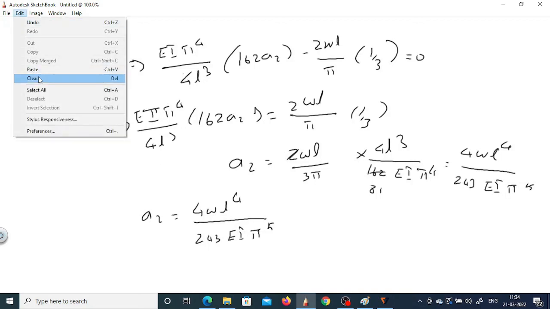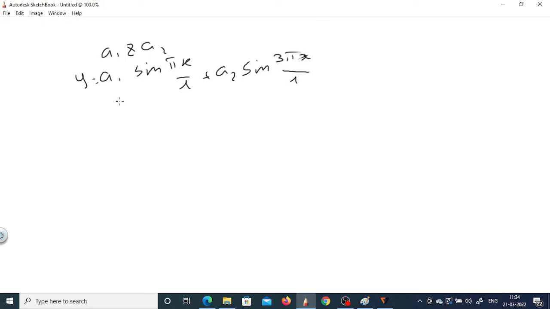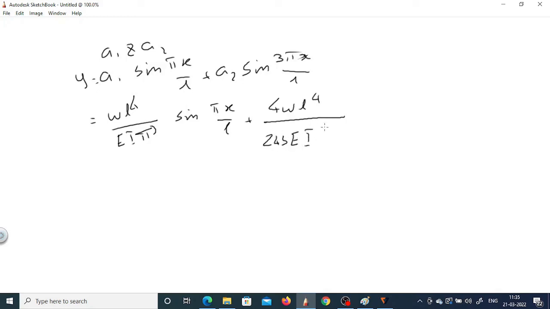For the reason I cleared the board, now we know the value of A1 and A2. I identified A1 and A2. The A1 and A2, I substitute in the approximate function, which is y is equal to A1 sine pi x by L plus A2 sine 3 pi x by L. In that, already I identified A1 value and A2 value, so I can easily substitute A1 value as W L power 4 divided by E into I into pi cube into sine pi x by L plus A2, which I identified as 4 W L power 4 divided by 243 E I into pi power 5 into sine 3 pi x by L. Likewise, I got the equation.